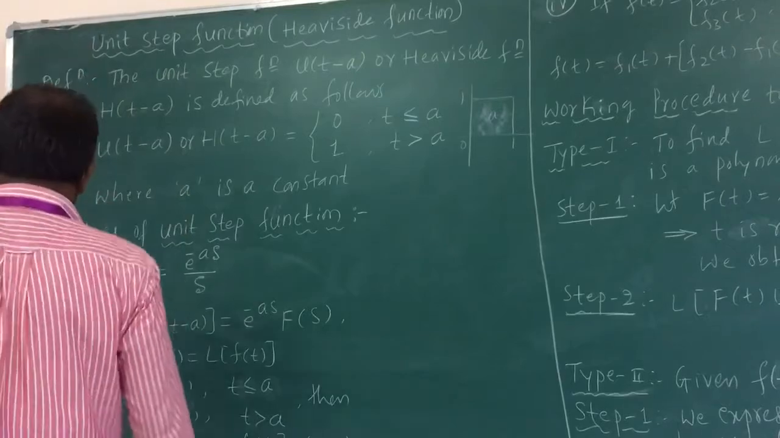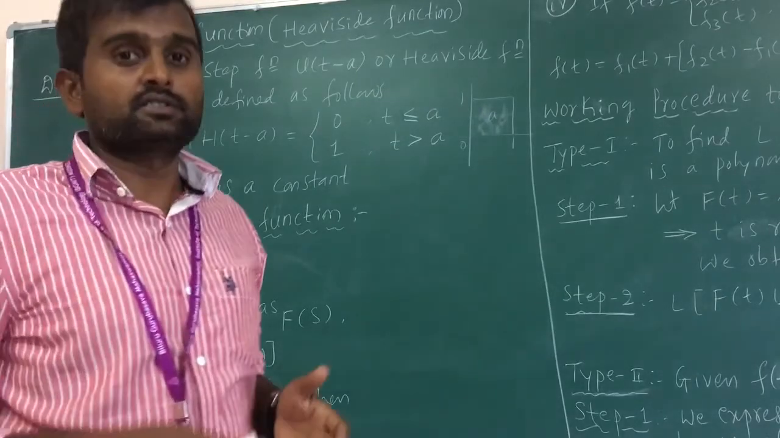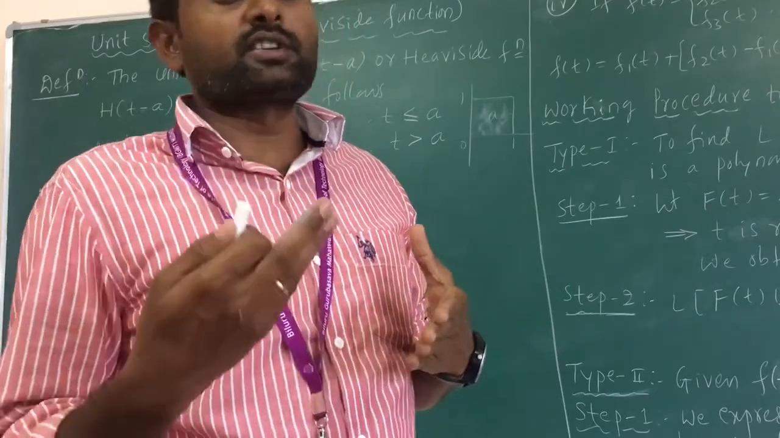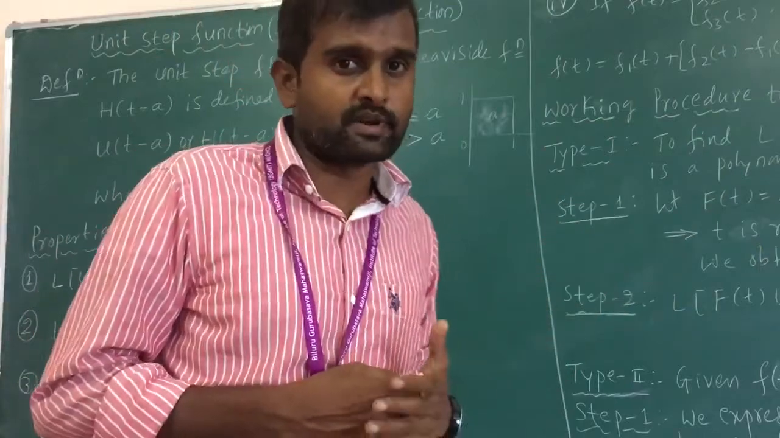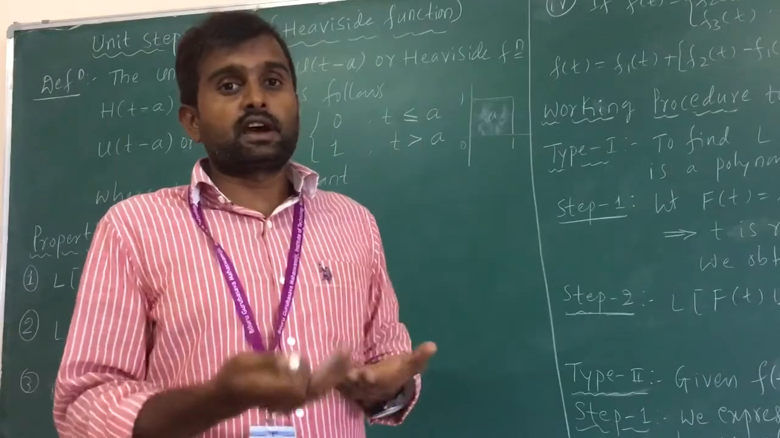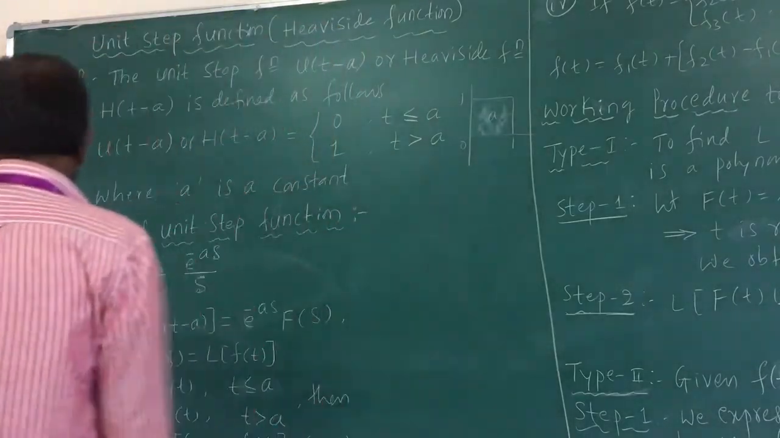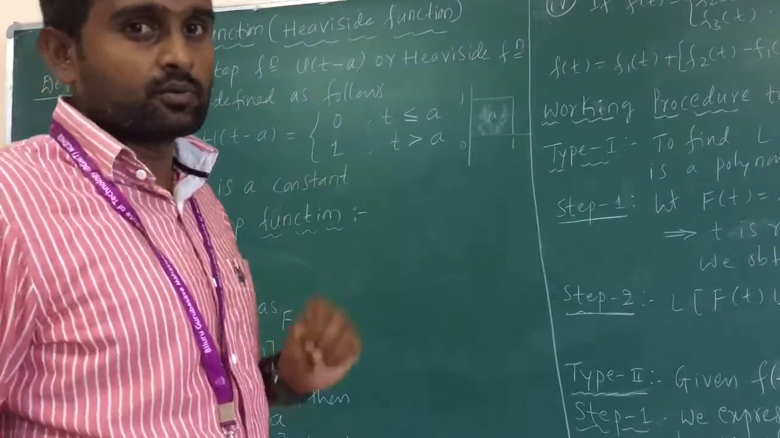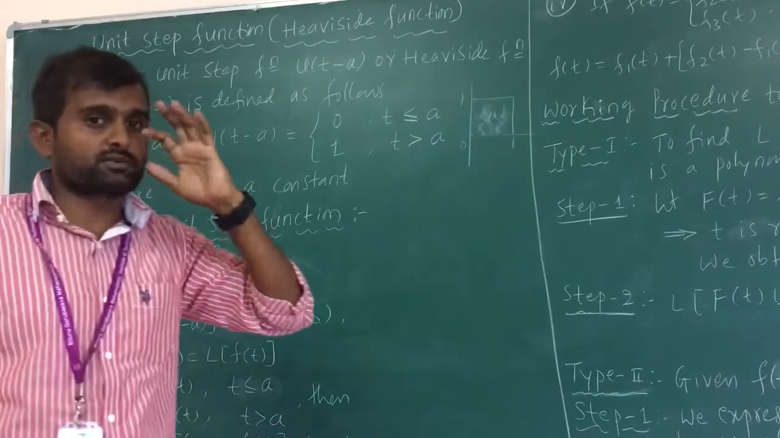Now, based on this unit step function, we have some properties. What you have learned are the properties of Laplace transform. Here also we have some properties, including the unit step function. The normal Laplace transform has its properties, and here there are some more, but the concept is the same. Finally we are going to find the Laplace transform of the unit step function. Using these four properties, we are going to solve some examples.